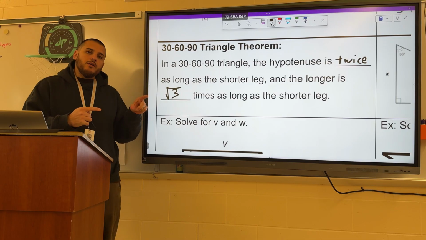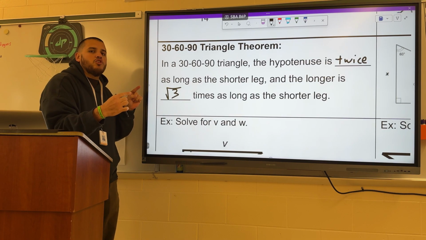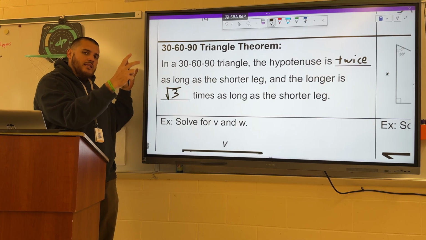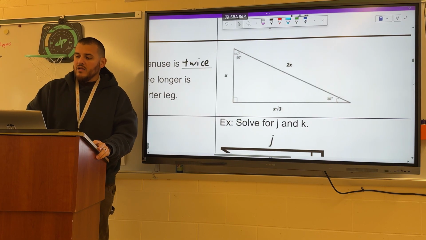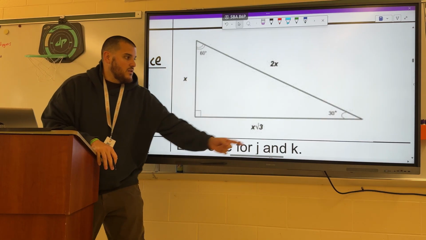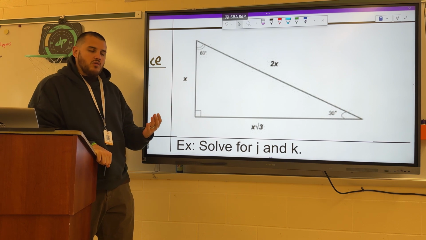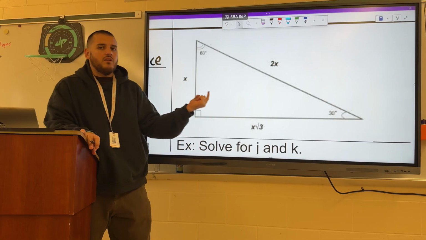It's very important here that these values, this twice and square root of 3, are all compared to the short leg. So the short leg is the main one to look at that gives you the relationships for the other legs. So let's make sure you can identify the short leg. Here's a 30, 60, 90 triangle, 30 degrees, 60 degrees, 90 degrees. How do we know which one's the short leg? Not which one looks the smallest. It would be the one across from the 30-degree angle.